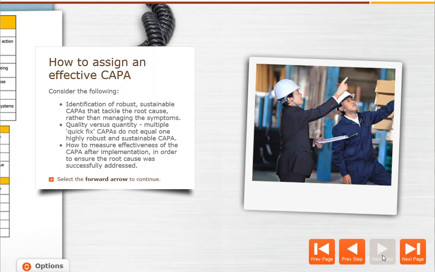Consider the following as you write the CAPA. Identification of robust, sustainable CAPAs that tackle the root cause. Quality versus quantity. And how to measure effectiveness of the CAPA after implementation.